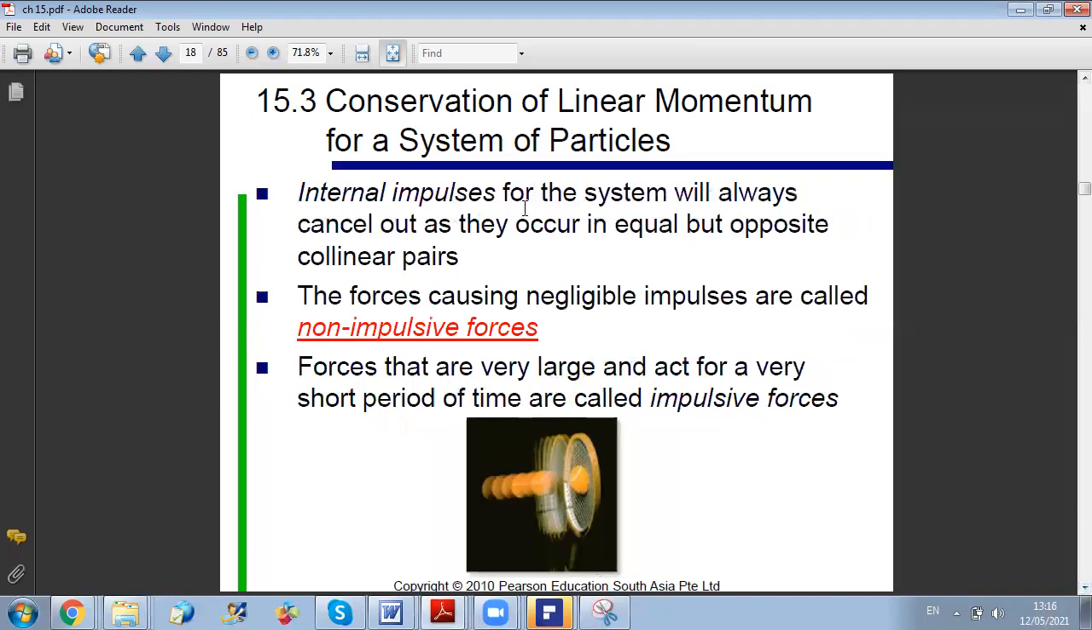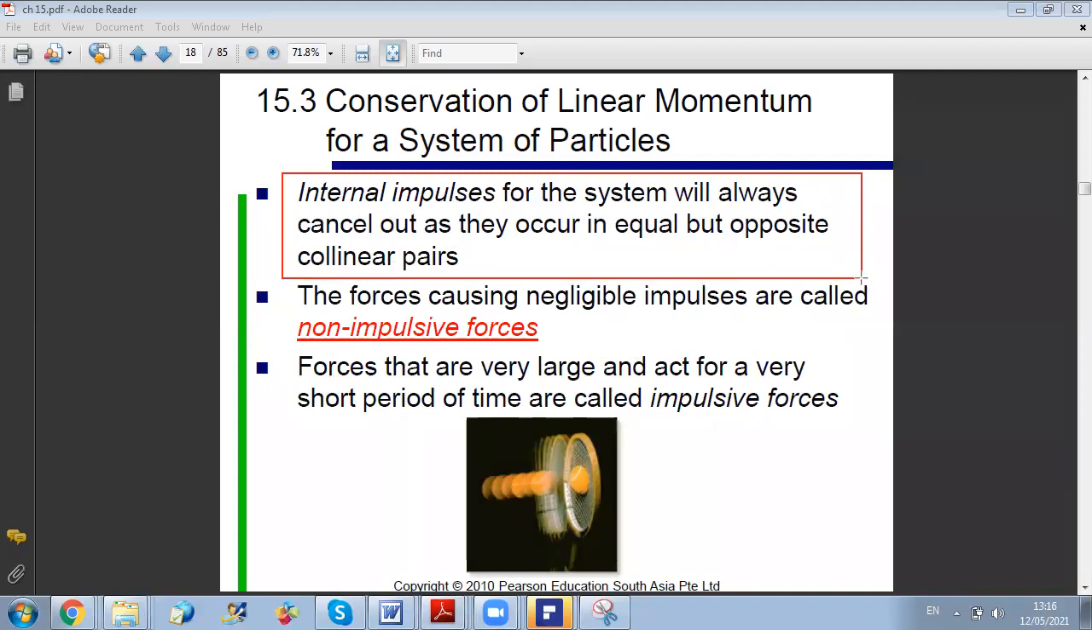For a system of particles, internal impulses for the system will always cancel out as they occur in equal but opposite collinear pairs. This is the concept we were talking about: when a collision happens, this impulsive force is between the two objects, so when we take the system, it becomes internal. The forces causing negligible impulses are called non-impulsive forces. Forces that are very large and act for a very short period of time are called impulsive forces.